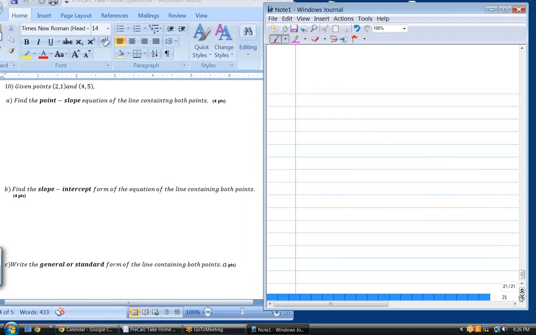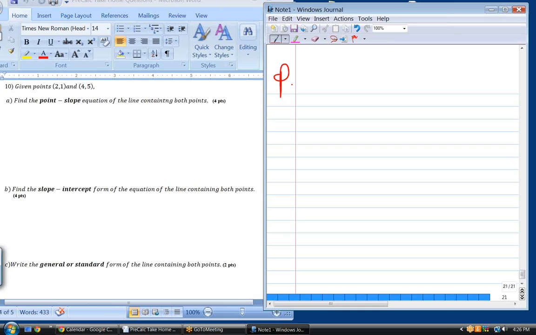10 is a classic problem, which is finding the equation of a straight line. And to find the equation of a straight line, you need either 2 points, or you need point slope, or there's a third, standard format. And I'll talk about that in a second. Point slope. What is the general formula for point slope?